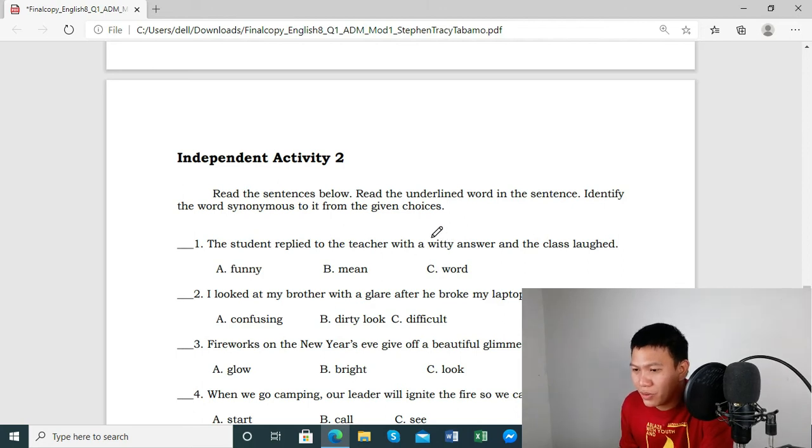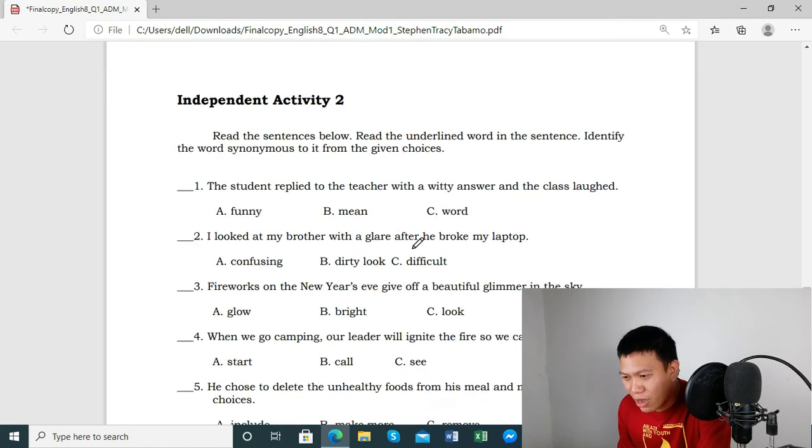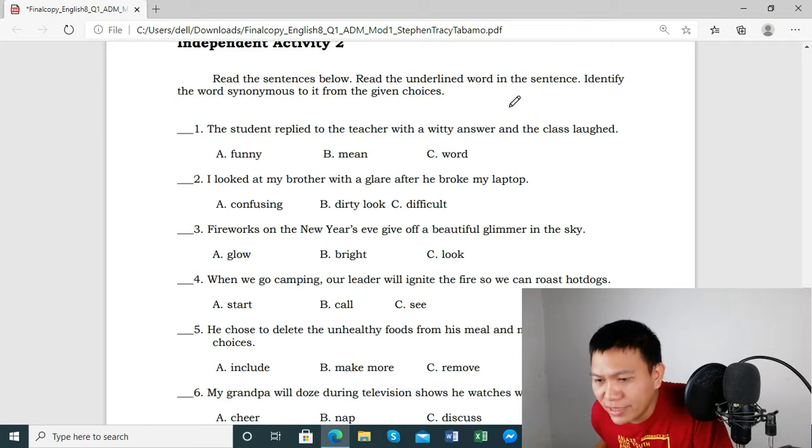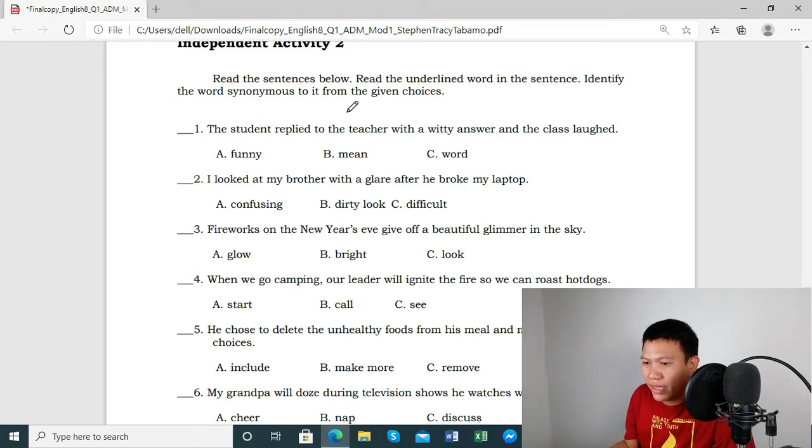Read the sentences below. Read the underlined word in the sentence. Identify the word synonymous to it from the given words. Okay. Wala ulit siyang naka-underline. So, tayo ang mag-underline. Buti binasa natin siya. Identify the word synonymous to it from the given choices.